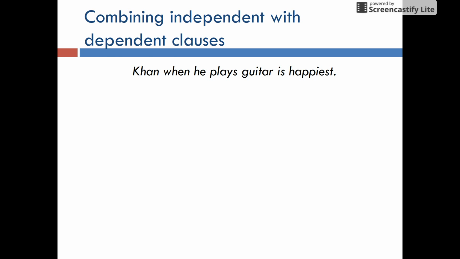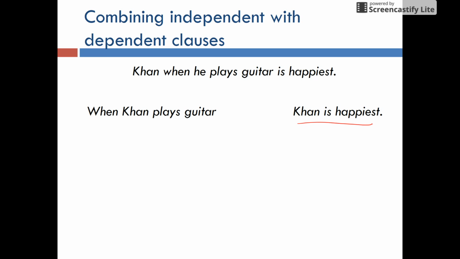So we have two clauses in this sentence. The main idea is that Khan is happiest. That's our independent clause. And the dependent clause, when Khan plays guitar, or when he plays guitar, gives us the extra information to tell us when Khan is happiest. But the original sentence has these unnecessary pauses in it.